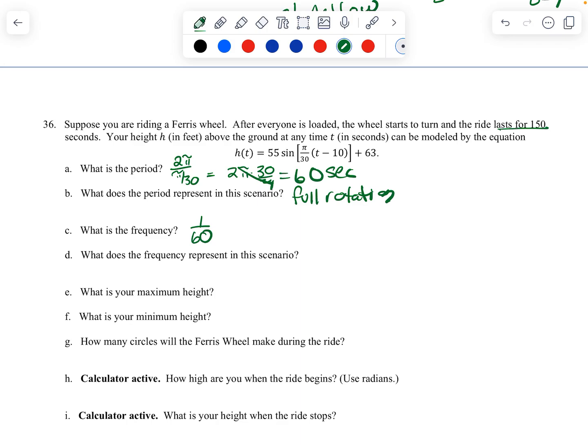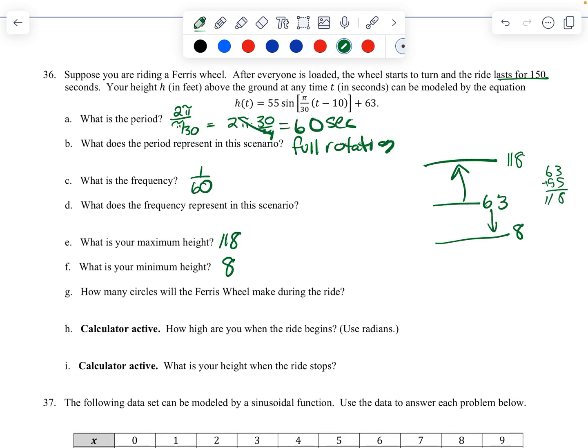Okay, the maximum height, well, let's see, our midline 63. We go up 55, so 63 plus 55, 118. Our low, minus 55, would be 8. So 118 and 8. How many circles will it make during the ride? Well, that would be 150 divided by 60, so about 2.5.